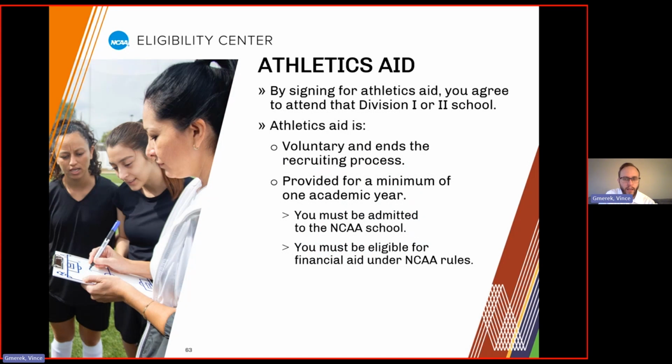Athletics aid: if you sign for athletics aid with an NCAA Division I or II school, it's voluntary and it ends your recruiting process. It means that you are signing with the school for a minimum of 1 academic year. You have to be admitted to the NCAA school, and you must be eligible for financial aid with that NCAA school under NCAA rules.